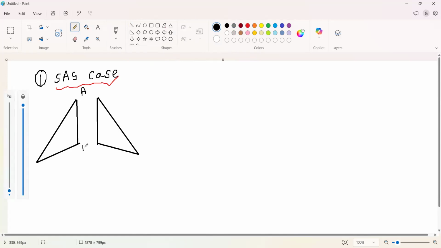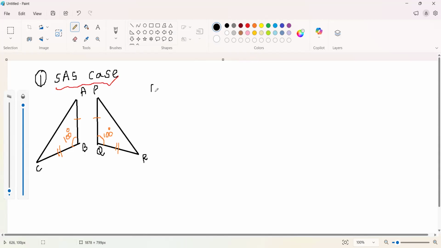If I consider A, B, C, and this one I consider P, Q, R. Look at it. If I consider these two sides and angles, what can you say? If this angle is 100, here also 100. This side and this side are equal, and this side and this side are equal. There are two sides and the corresponding angle with them.